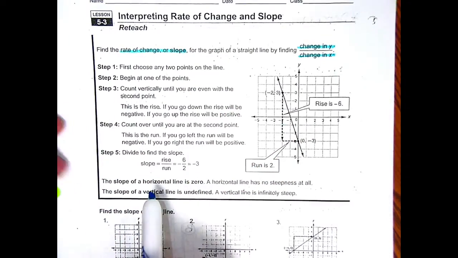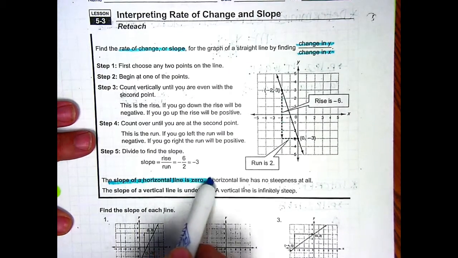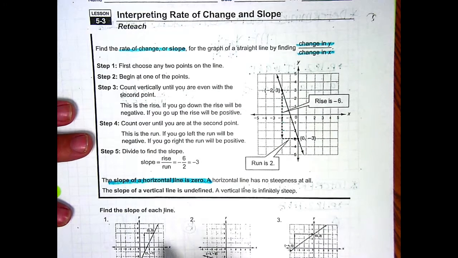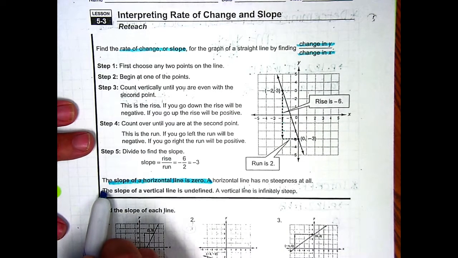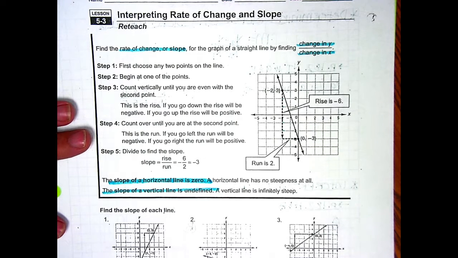Okay, the slope of a horizontal line is 0. It has no steepness whatsoever. The slope of a vertical line is undefined because it's infinitely steep. It's straight up and down.